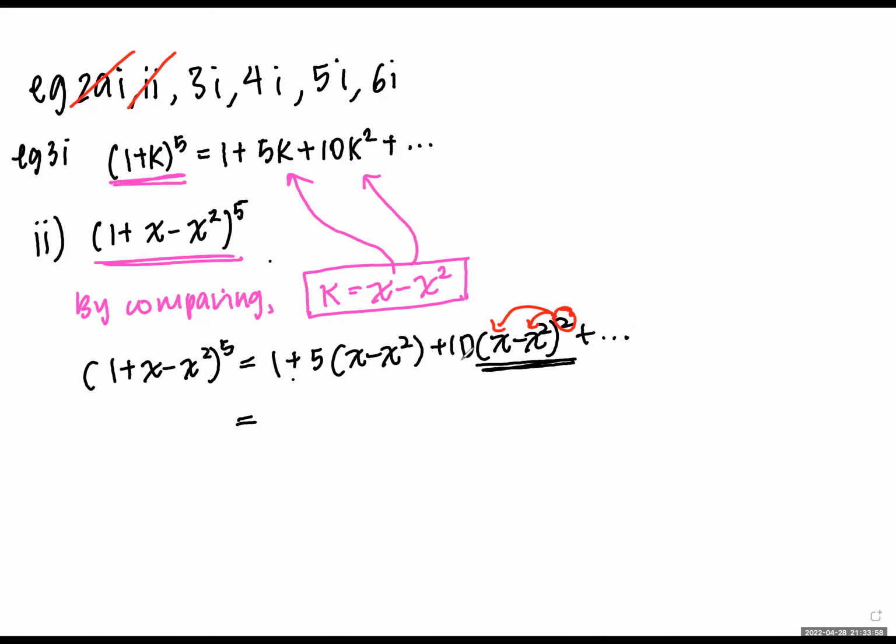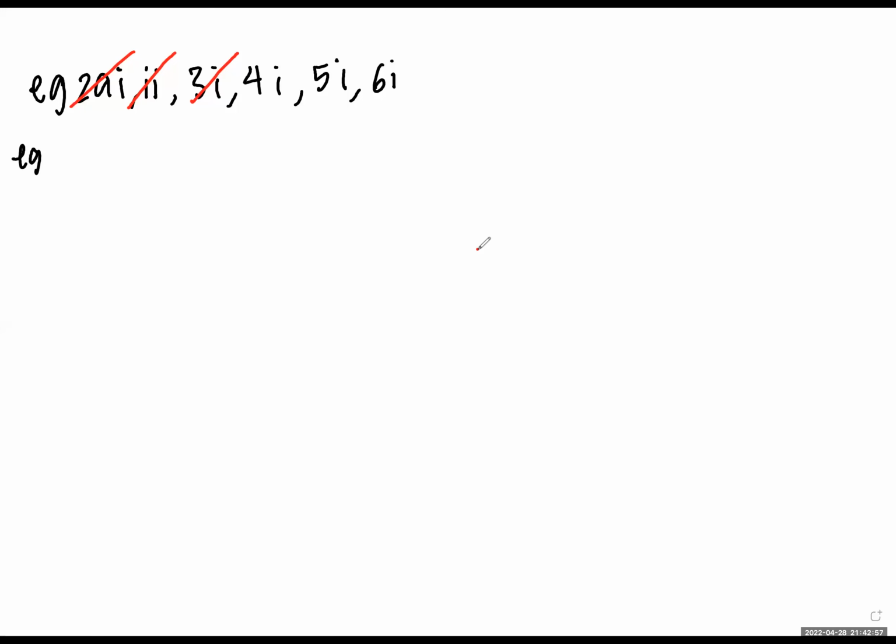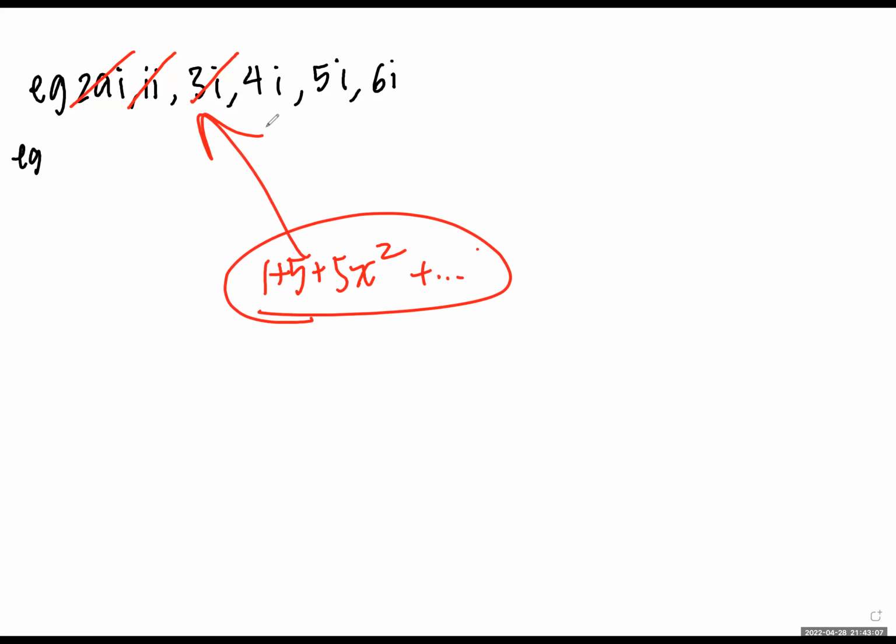So you can start doing that now. After you do it, check whether you get the same answer as me. The answer will be 1 plus 5x plus 5x squared plus dot dot. So that's the answer for 3.